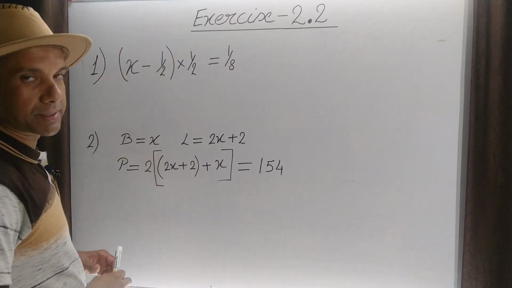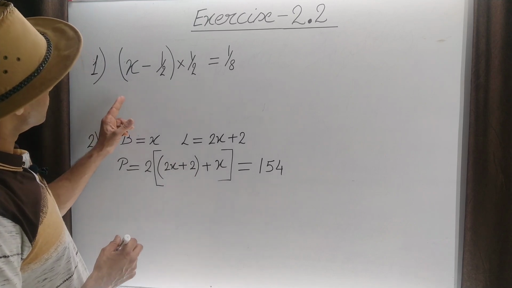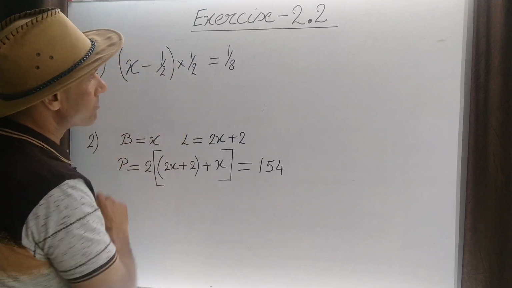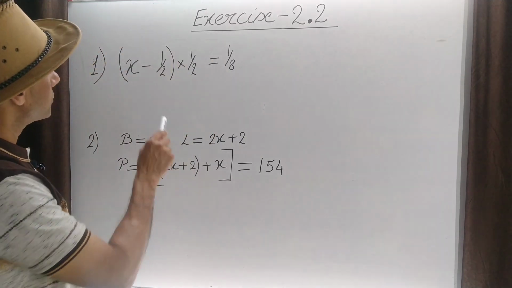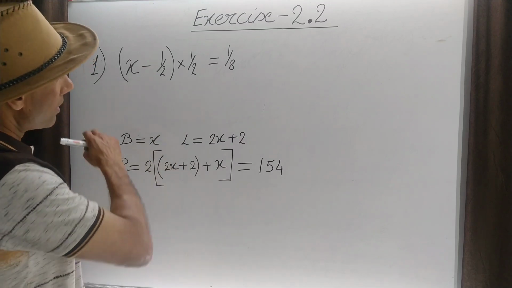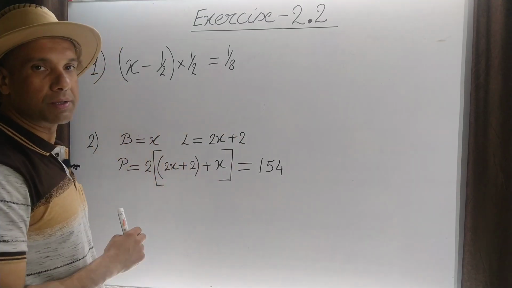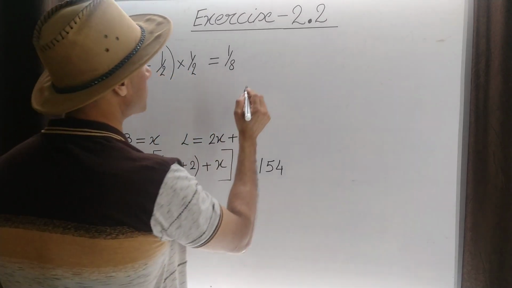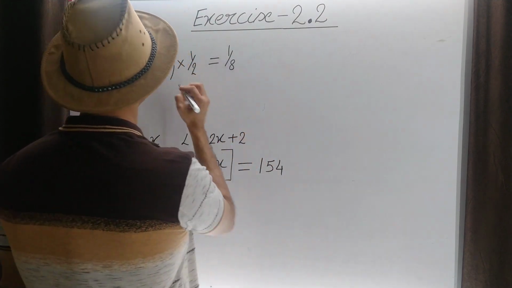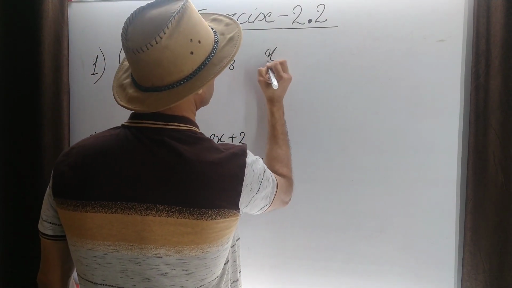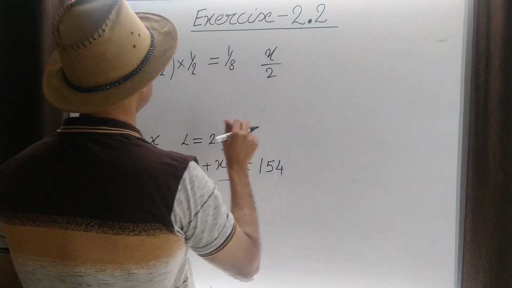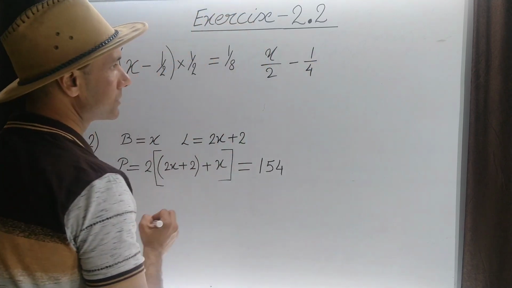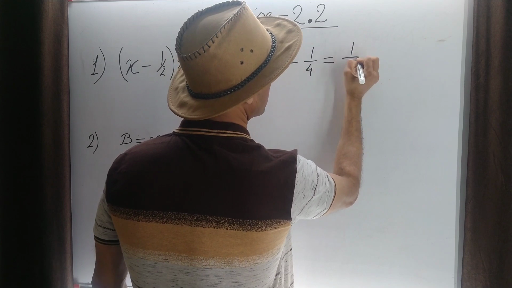So let's assume the number is x. If we subtract 1 by 2 from x and multiply the result with 1 by 2, we get 1 by 8. So this forms an equation, and we solve it to get the value of x. Multiplication has got precedence, so we can write this equation as x by 2 minus 1 by 4 equals 1 by 8.